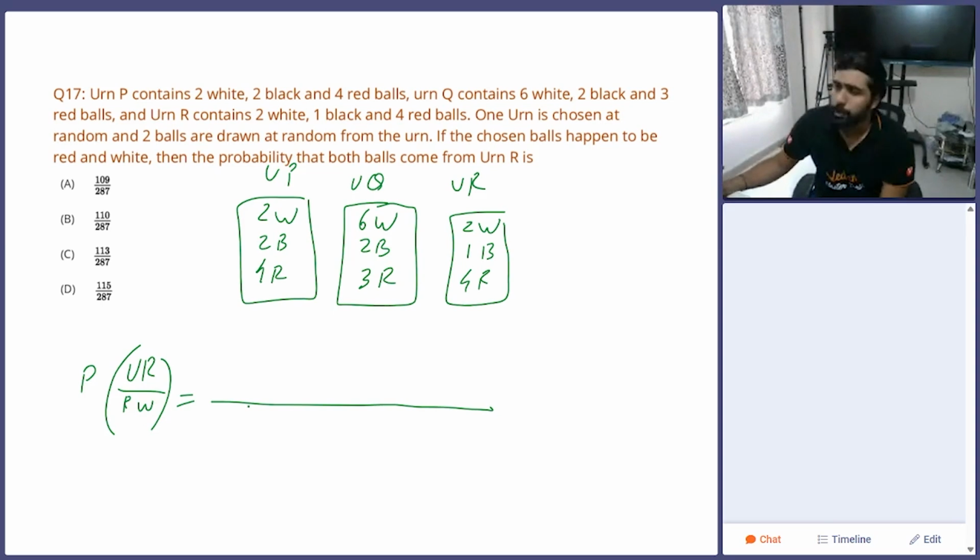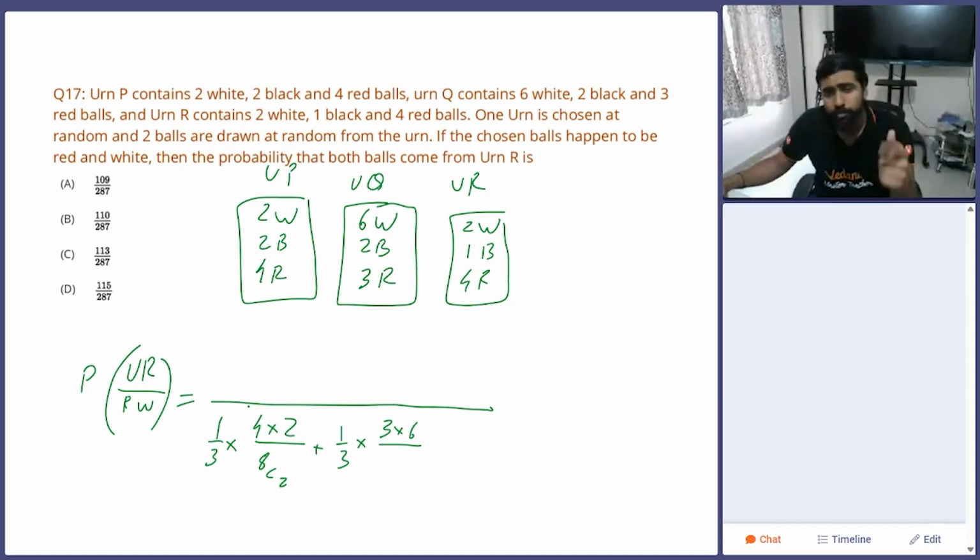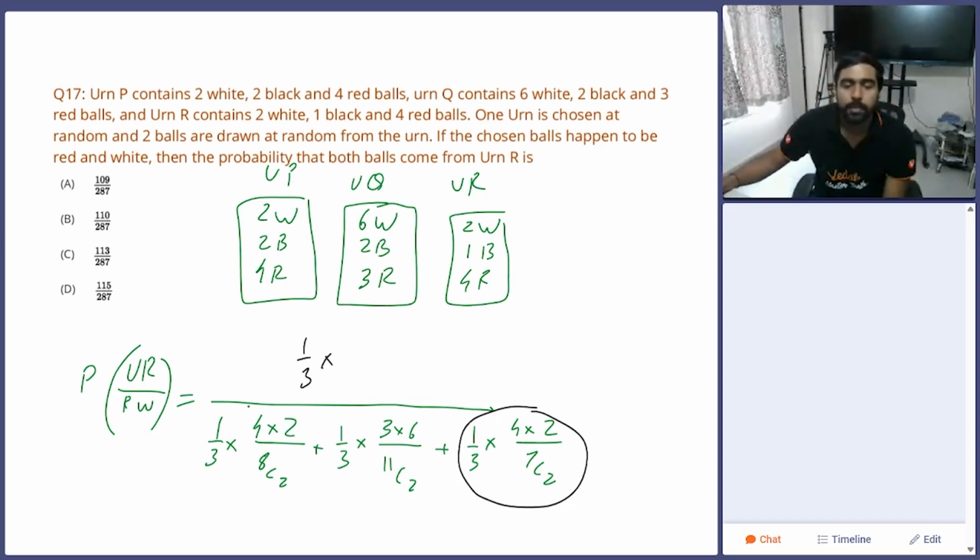So for the probability of 1 red and 1 white ball, what will we do? Probability of choosing urn P is 1 by 3 multiplied by selecting 1 red, 1 white. So selecting 1 red, that is 4C1, 1 white, 2C1, divided by total you have 8, so 8C2, plus 1 by 3 into 1 red, 3C1, 1 white, 6C1, divided by total number of balls 11, 11C2, plus urn R, 1 by 3 into 1 red, 4C1, 1 white, 2C1, divided by total number of balls 7, 7C2. So this is your denominator. Out of this, you have been told the probability it came from urn R. So the urn R part, 1 by 3 into 4 into 2 divided by 7C2, this you will send to the numerator.